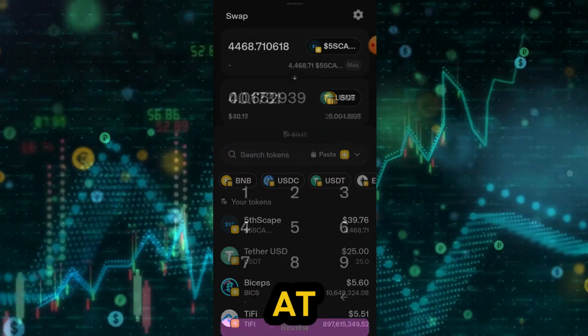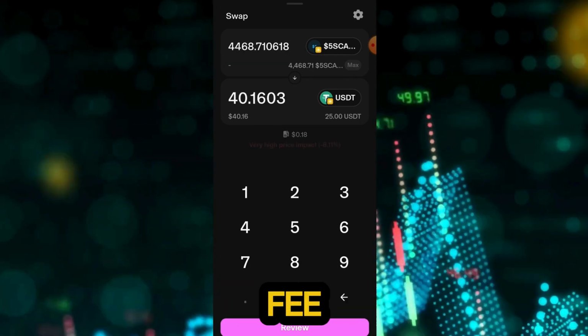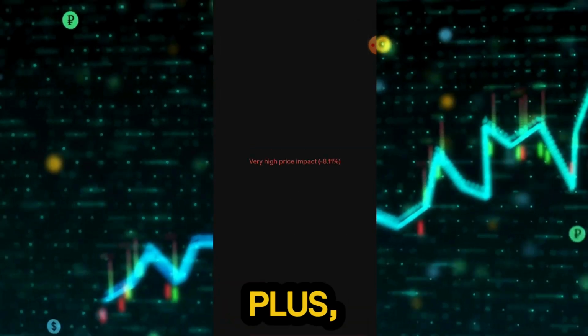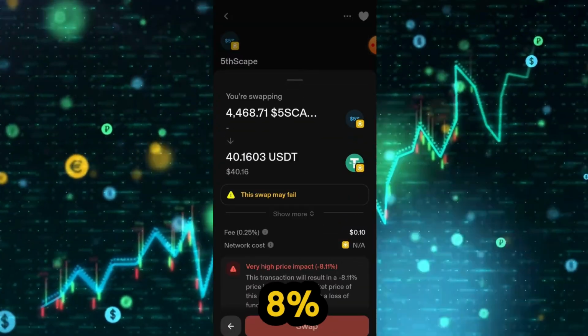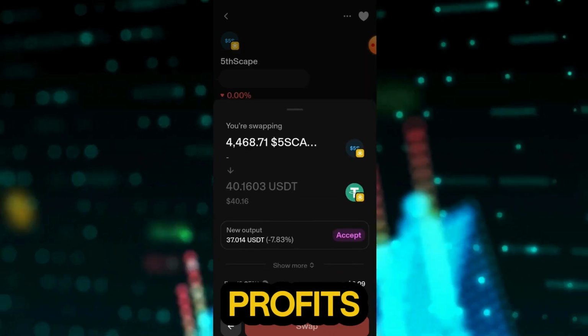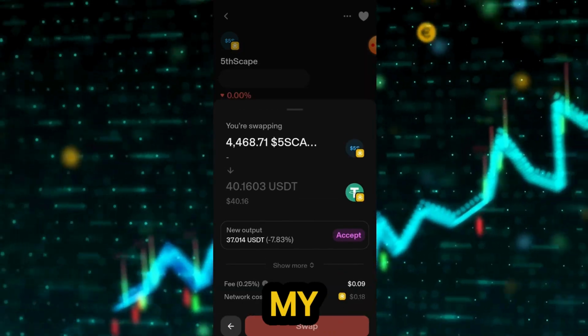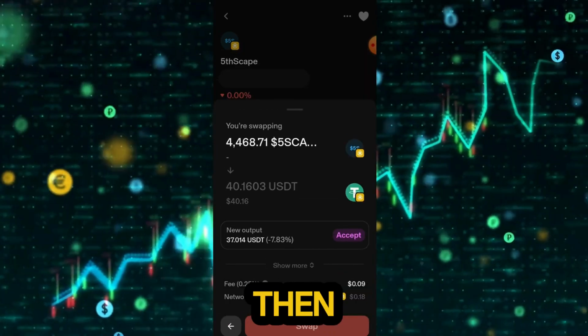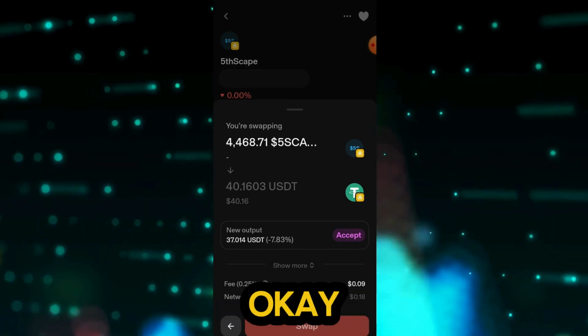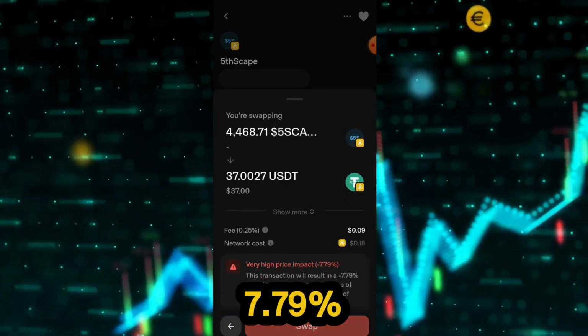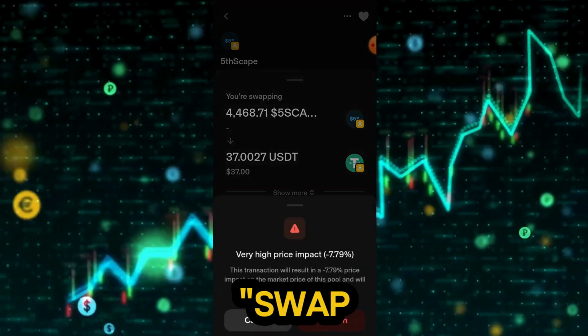To swap everything at the same time, I'll need to pay a fee of 8% plus. I wouldn't mind paying 8% on this transaction since I'm in huge profits already, so I can lock in my profit. I'll hit review. Then I'll confirm one more time. Okay, now the fee has changed to 7.79%. I'll then hit swap, then confirm.